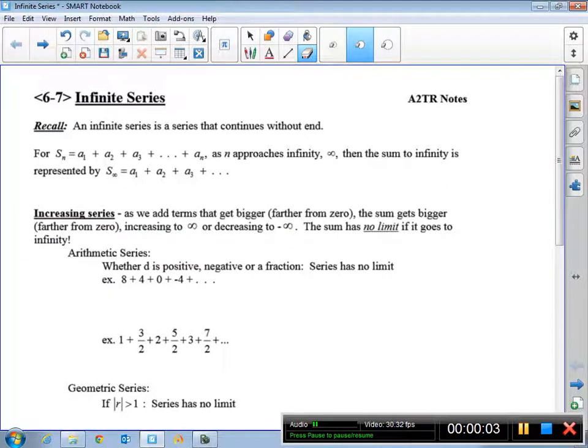Today's lesson is on infinite series. Recall that an infinite series is a series, which means we're adding everything up, that continues without end. So you'll often see the dot, dot, dot at the end of it.